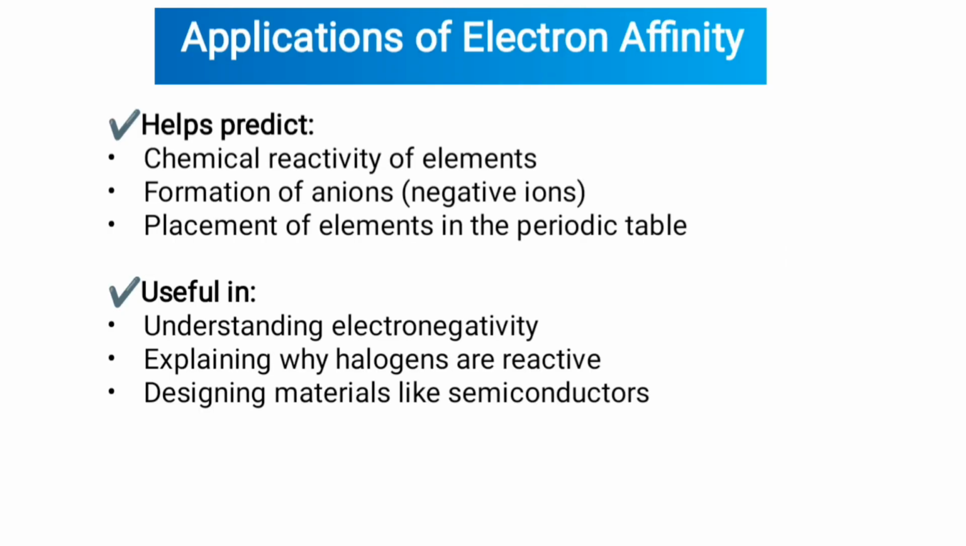Now, applications of electron affinity. My dear student, electron affinity helps predict the chemical reactivity of elements, the formation of anions or negative ions, and the placement of elements in the periodic table. Electron affinity is useful in understanding electronegativity, explaining why halogens are reactive, and designing materials like semiconductors.